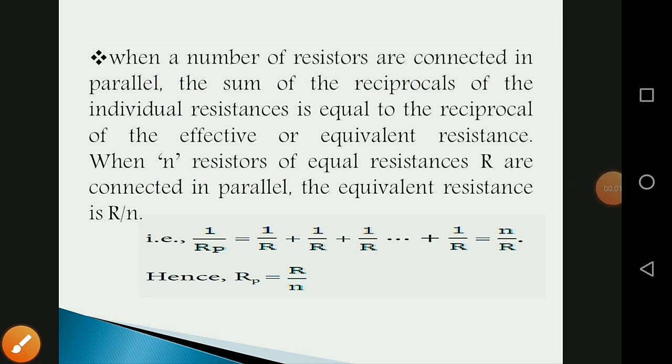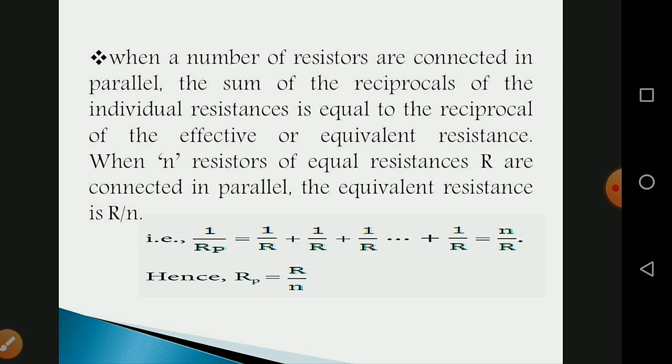When a number of resistors are connected in parallel, the sum of the reciprocals of the individual resistances is equal to the reciprocal of the effective or equivalent resistance. When n resistors of equal resistance R are connected in parallel, the equivalent resistance is R/n, that means resistance divided by n.